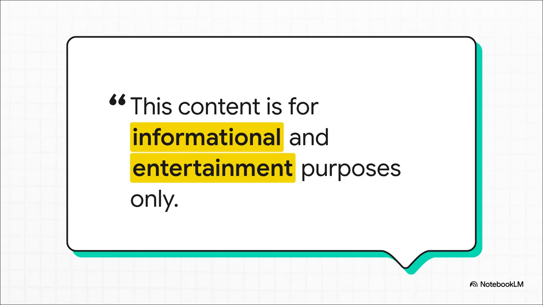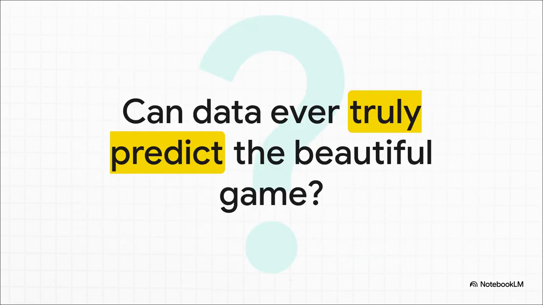Now, of course, we have to end with a really important reminder. While the AI gives us this incredible statistical insight, this is a projection, not a prophecy. We all know the beautiful game is famous for its upsets and those completely unpredictable moments. And that really leaves us with one final thought to chew on. As powerful as these predictive tools get, will they ever be able to fully capture the human drama of sport? Or is the real magic of football found in those very moments that defy all the predictions?